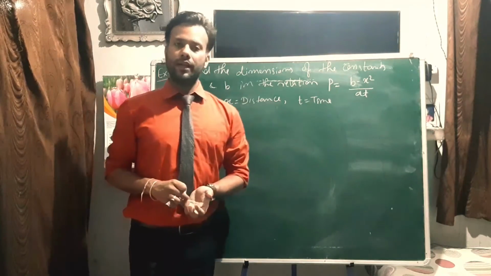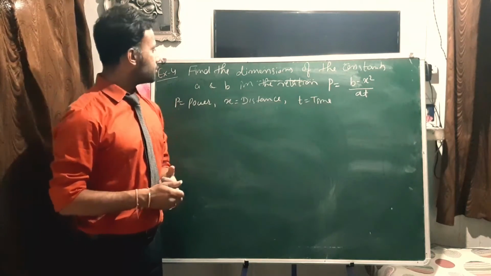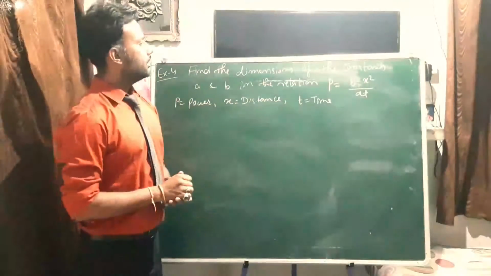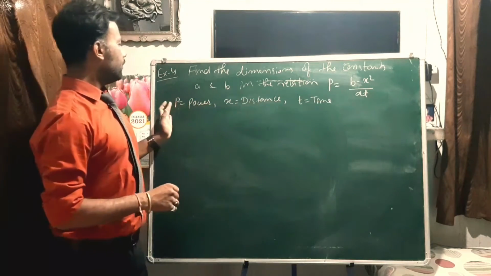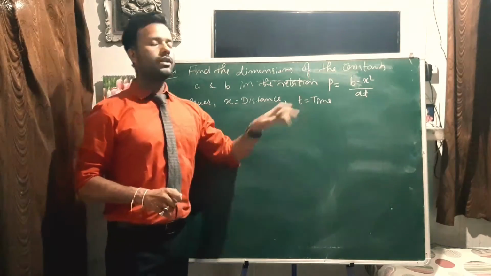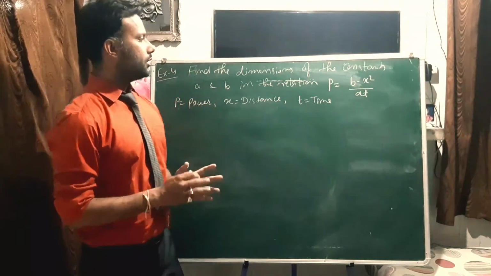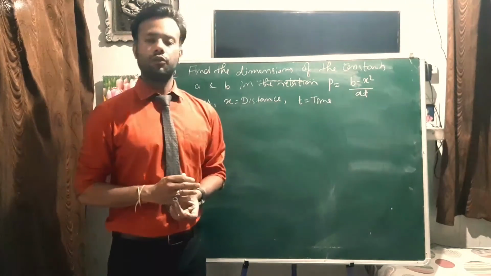Let's have a numerical example. Find the dimensions of the constants a and b in the relation P equals b minus x square upon a t, where P is power, x is distance, t is time. Actually, this numerical totally depends on the principle of homogeneity.